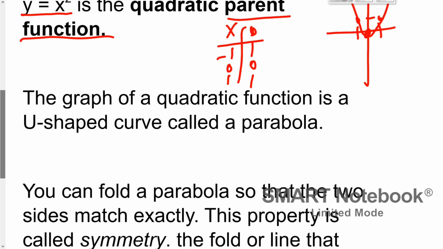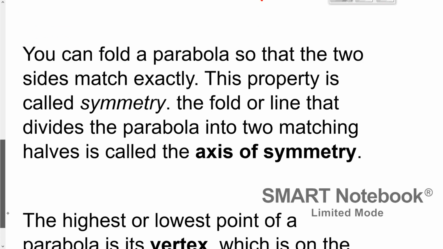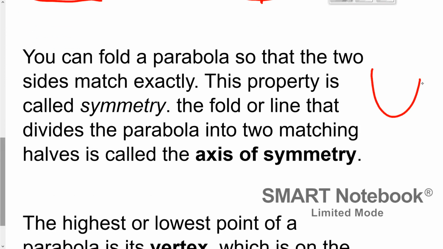Okay, so the graph of a parabola is U-shaped, and it's called a parabola. And you can fold this parabola. You can fold all quadratics. So if I have a U-shape, I can fold it in half. This line that folds it in half is called the axis of symmetry, and it always goes through the vertex.